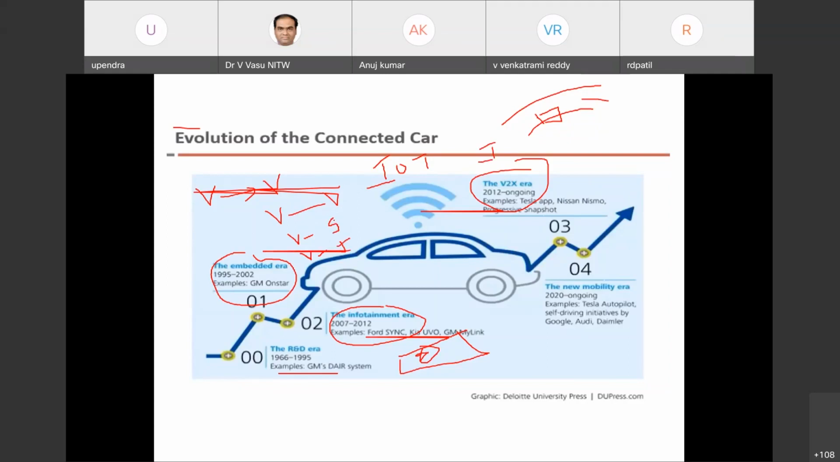And finally, the people are going to try for autonomous vehicles, where the autonomous vehicles are going to be considered as the cars, the self-driving cars that we are going to be having.